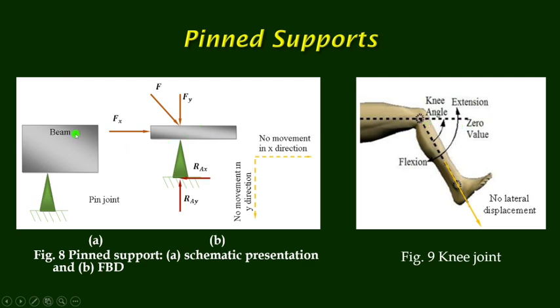So here, in this case of the beam supported by a pin joint, no movement in the x direction, neither movement in the y direction is possible. And that's why both components of reaction, Rax and Ray, are present. Again, to have a reaction, a force is compulsory. If there is no action force, there is no reaction. So if F is there, in that case both components Rax and Ray may be there.